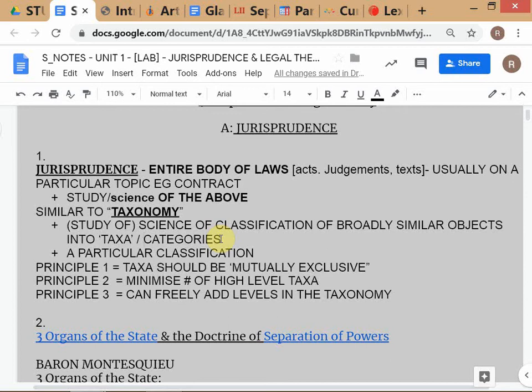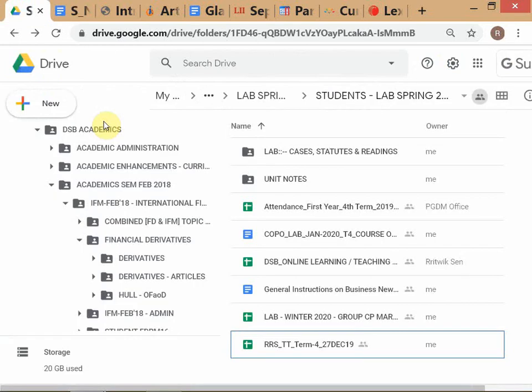That is the first principle. Alright. For it to be meaningful. Second is that you should minimize the level of high level taxa. Okay. Which is not minimize the level, minimize the number. Okay. What do we mean by that? Now let's understand this. You can look at my own taxonomy a little bit.